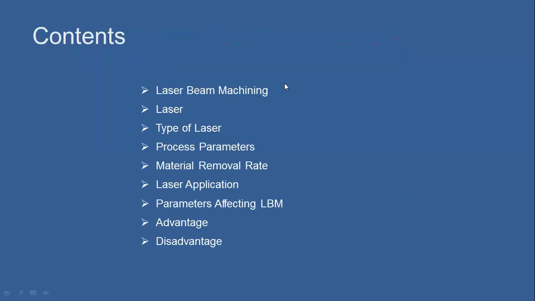What we'll see in this laser beam machining topic is laser beam machining introduction. What is a laser? What are the types of lasers we have? Process parameters affecting machining characteristics of laser beam machining. Material removal rate and material removal rate mechanism. Laser applications. Parameters affecting laser beam machining. Advantages and disadvantages of laser beam machining. This is what we are going to see in the laser beam machining topic.